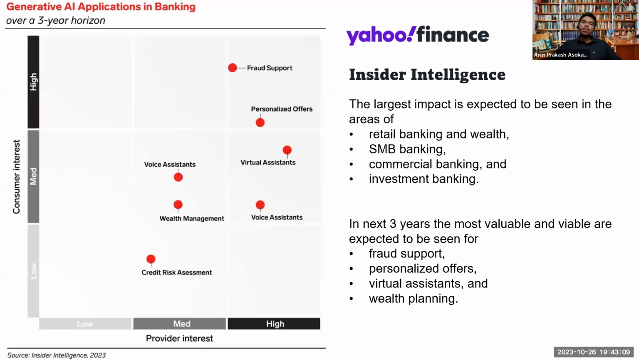Now, banking is one evergreen industry, and if you look at this interesting analysis coming from Insider, the largest impact is expected to be seen in the areas related to retail banking, SMB, of course commercial banking, and investment banking. In the next 3 years, these 4 areas relate to fraud support, where, as you can see, there is a high interest from the provider side and also from the consumer side. And of course, personalizing offers, having virtual assistants, wealth planning. These are areas where there could be quick impacts.